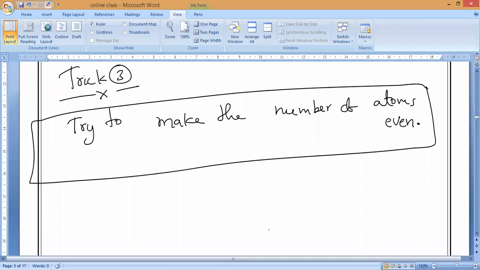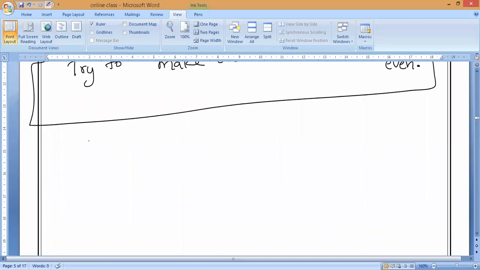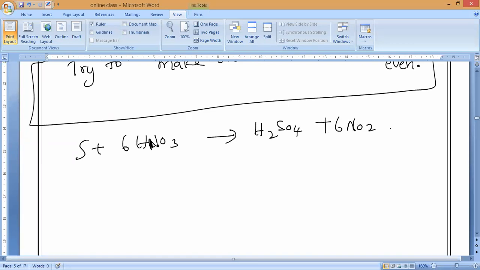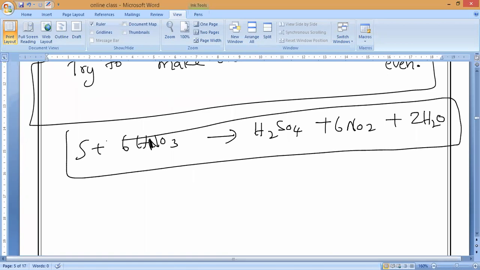So what is the balanced equation? I'm saying the balanced equation: S plus 6HNO3 gives H2SO4 plus 6NO2 plus 2H2O. With the general method, it won't come, my friend. You cannot balance it. Somewhere you are not matching. Verify it once. Something you are missing. This is the balanced equation. Is it okay, guys? Everyone? That is the thing you have to remember.